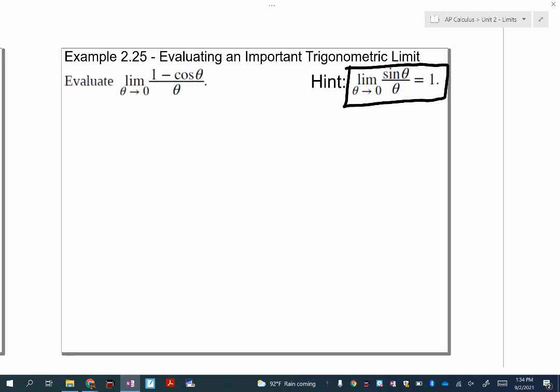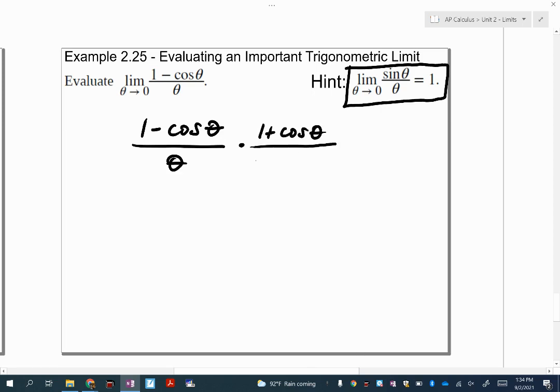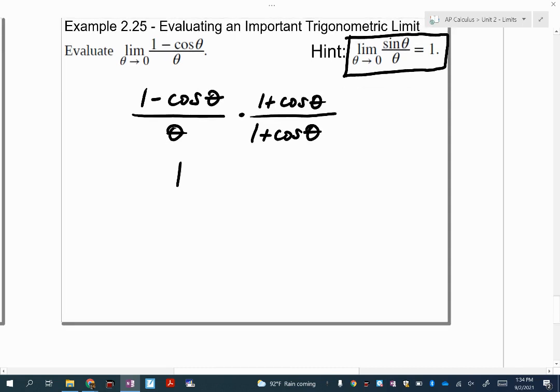But if I were to multiply by the conjugate here, so multiply (1 minus cosine theta) over theta times (1 plus cosine theta) over (1 plus cosine theta), we would get 1 minus cosine squared theta. Again, as I mentioned before, in the conjugate, you can multiply to get the middle pieces. They're just going to make 0. That's the whole point of multiplying by a conjugate. Leave the denominator separate for now.